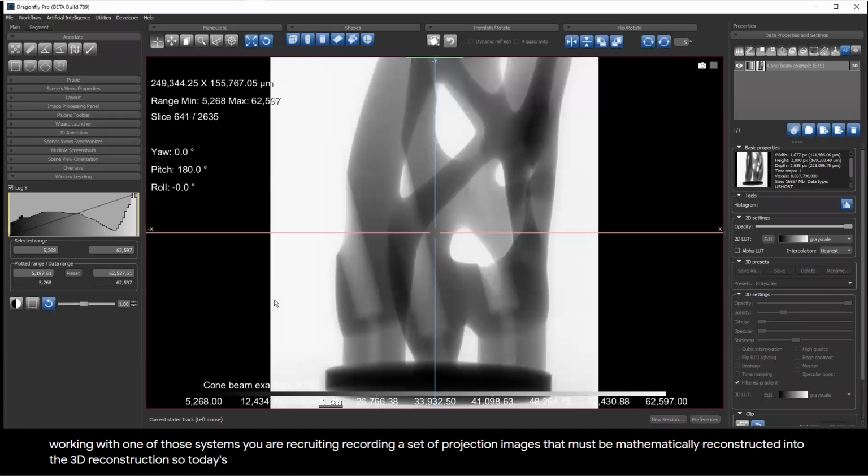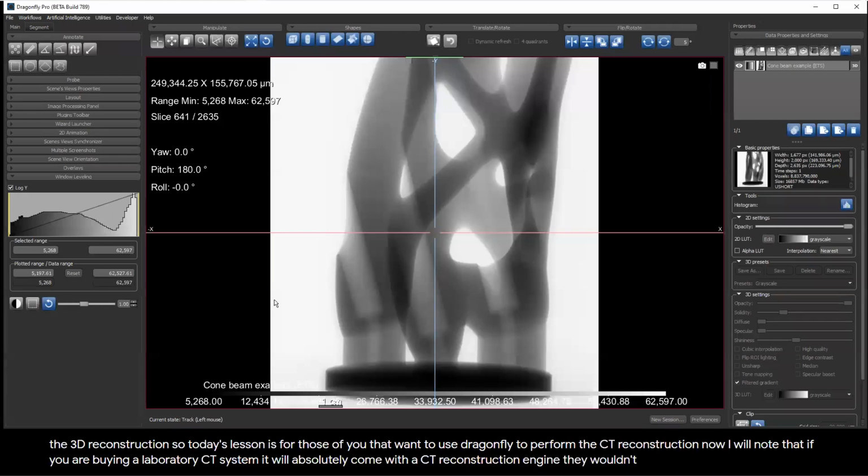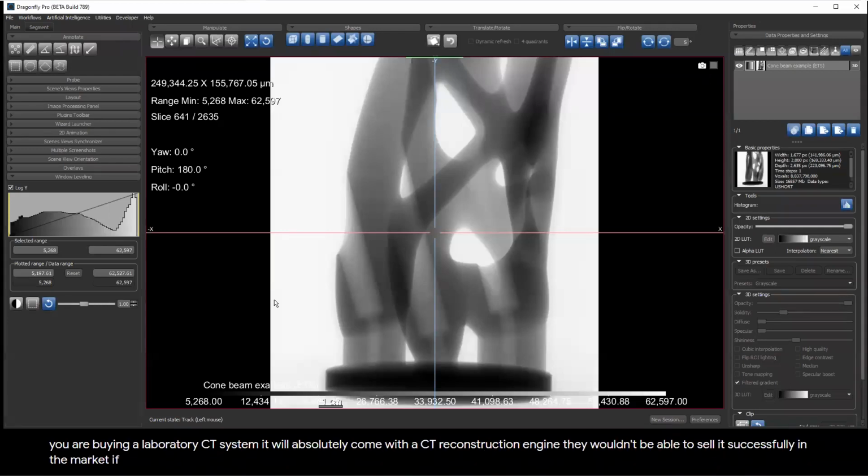So today's lesson is for those of you that want to use Dragonfly to perform the CT reconstruction. Now, I will note that if you are buying a laboratory CT system, it will absolutely come with a CT reconstruction engine. They wouldn't be able to sell it successfully in the market if it didn't have a reconstruction engine. So this is for those of you that either are not using a laboratory system, or for those of you that may be using a laboratory system but you wish to experiment with the CT reconstruction parameters.